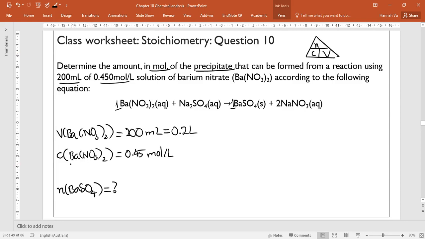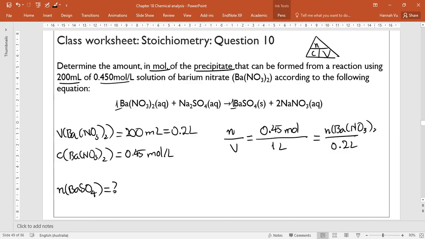The other one is probably just to look at the ratio. So you know that the concentration of this solution is 0.45 mole per liter. So it is an indication of the ratio between the number of mole and the volume, which is 0.45 over 1. So in this solution of barium nitrate, for every liter of solution, there are 0.45 mole. You actually have 0.2 liter. So that's one way you can use to work out the number of mole. So this is n of barium nitrate.